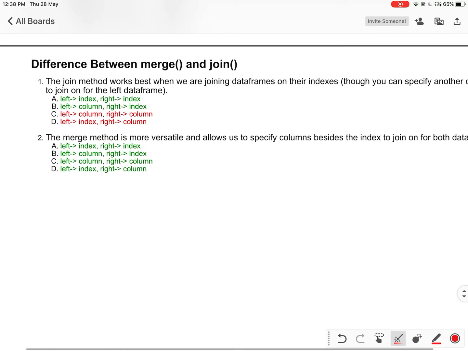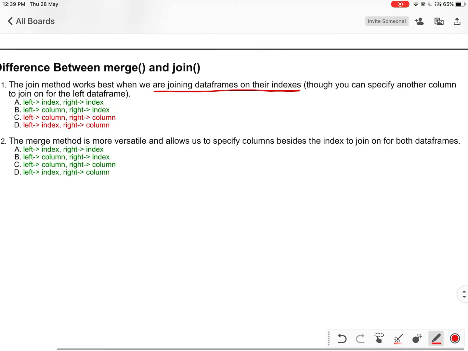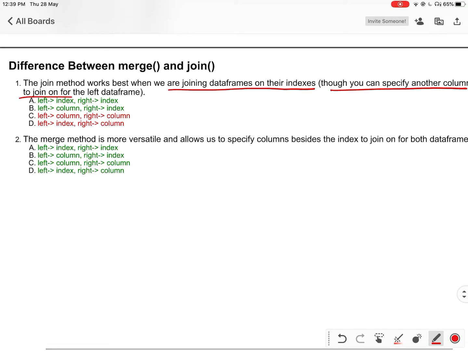Difference between join and merge. The join method works best when we are joining data frames on their indexes, though we can specify another column to join on the left data frame. So the same thing that I was discussing, consider this left as left data frame and right as right data frame.